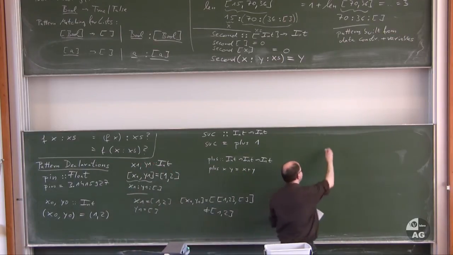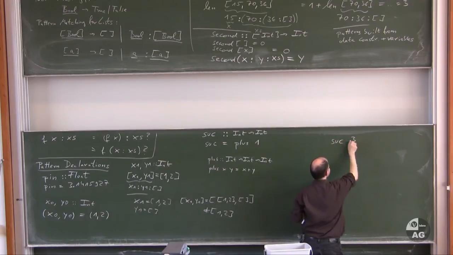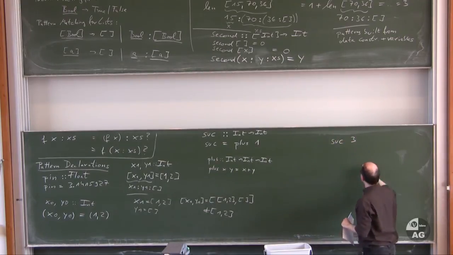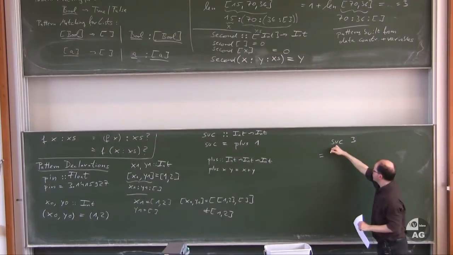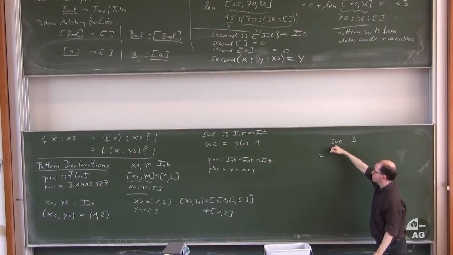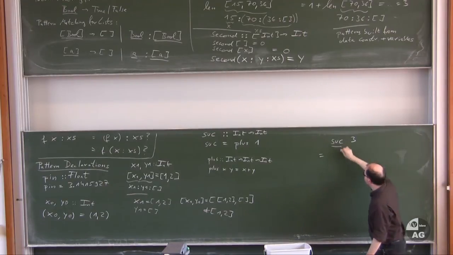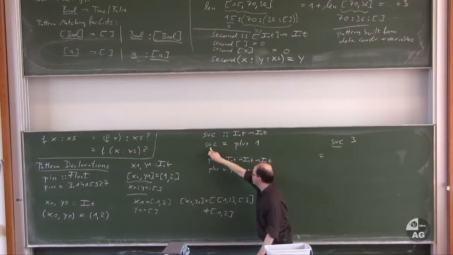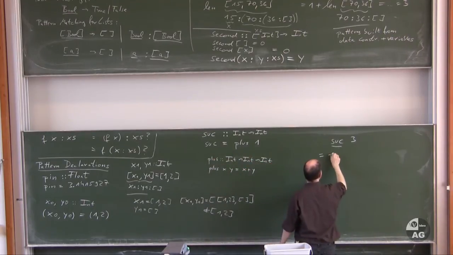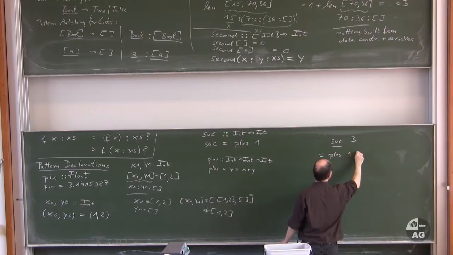Let's evaluate this. So let's say I want to compute suc of 3. So what does Haskell do? Haskell does outermost evaluation. It looks at the outermost expression that it can evaluate. So it sees, aha, suc, I can evaluate. How do I do it? I can replace suc by plus 1. So let's do it. Then I have plus 1, 3.